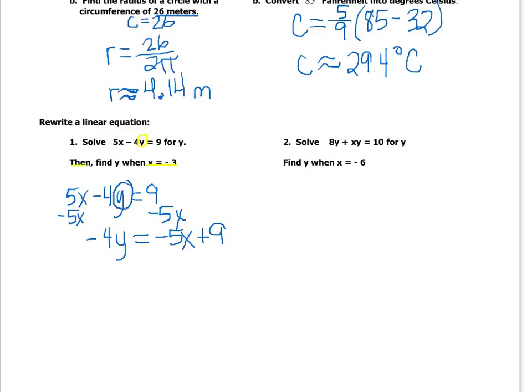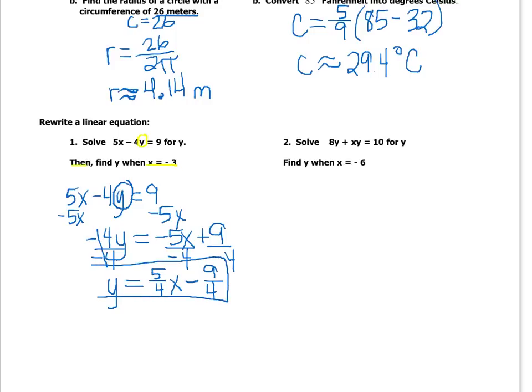Now I still am trying to get this y alone, so I'll divide by negative 4. So divide everything here. I need to divide every term by negative 4. So those two cancel out. I have y equals negative 5 divided by negative 4. Those two negatives cancel out, so it's 5/4 x. Positive 9 divided by negative 4. Positive divided by negative is negative, so minus 9/4. And 9/4 and 5/4, those are both fractions, but neither of them will reduce, so I'm going to keep them in that form. So this is solved for y.